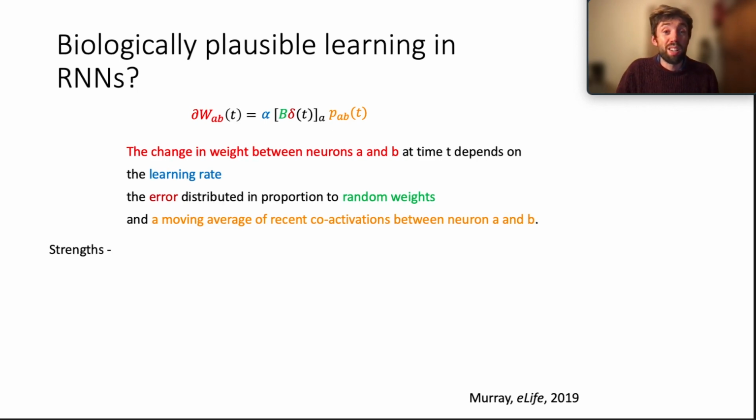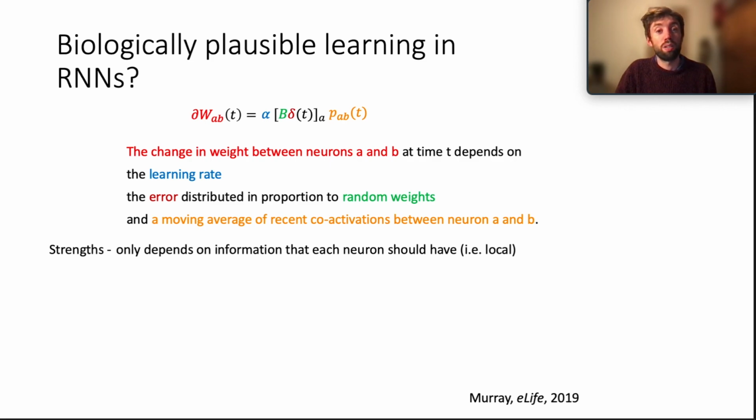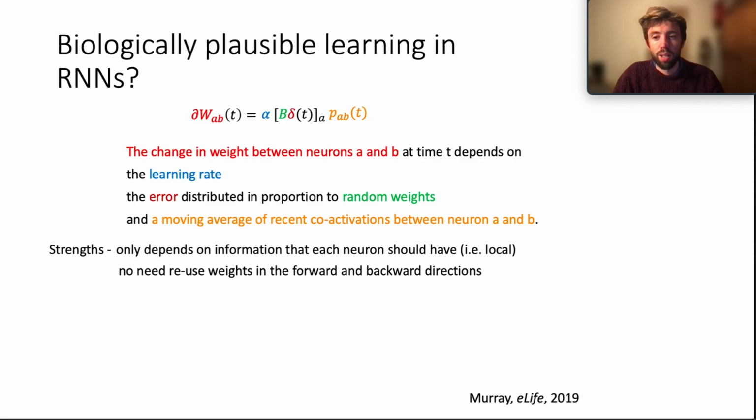So this proposition has many strengths. It only depends on information that each neuron should actually have. So this doesn't suffer from the same problem of biological implausibility as backpropagation, where updates to weights require information of weights and activities of neurons many synapses away. There's also no need to reuse the weights in the forward and backward directions.